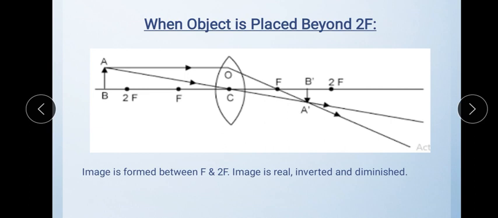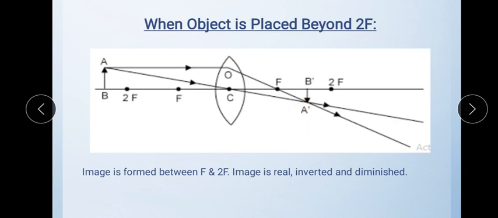Students, you can see in the diagram that if the object is placed beyond 2f, the two principal rays, the ray parallel to the principal axis and the ray passing through the center of the lens, will meet on the other side, on the right side of the lens, between f and 2f, meaning between the focal length and double the focal length. And students, you can see the image is inverted with respect to the object. It is smaller in size and it is real.